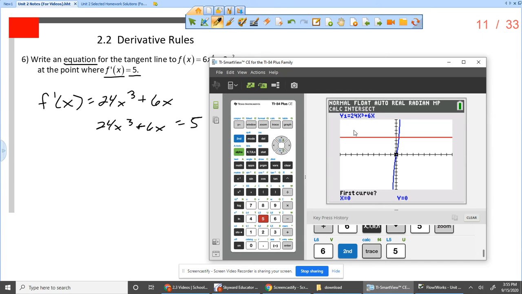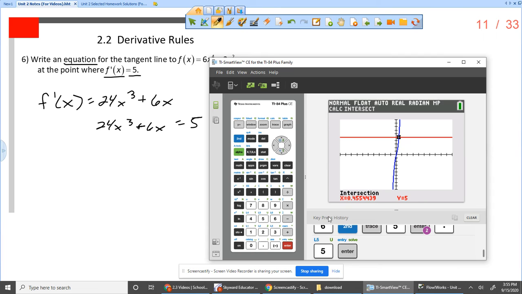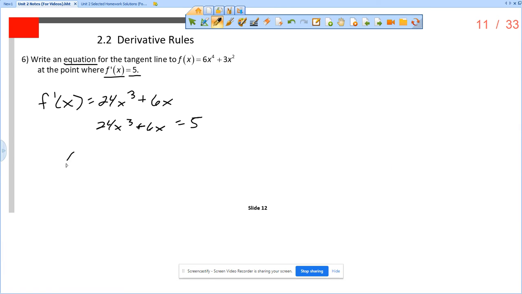Intersect. So is the first curve y1? Hit enter for yes. Is the second curve y2? Hit enter for yes. Guess? Well, I don't need to guess, but it looks like it's about 0.5. So I could type in 0.5, and that'll just get me close to there. So it's 0.4554439. All right, so approximately 0.455. All right, so x is 0.455, right?